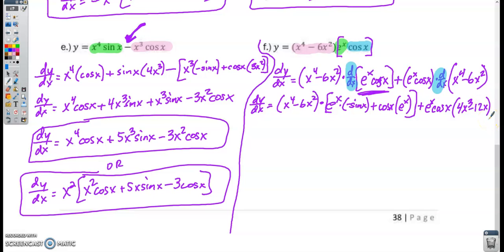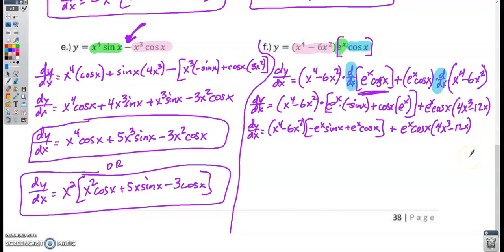Okay, now I'd like to maybe simplify this a little bit. I don't know how much real, true simplification I can do. But what it looks like here is, let's see, we've got dy/dx is equal to x to the fourth minus 6x squared times the quantity negative e to the x sine of x plus e to the x cosine of x plus e to the x cosine of x times the quantity 4x cubed minus 12x.